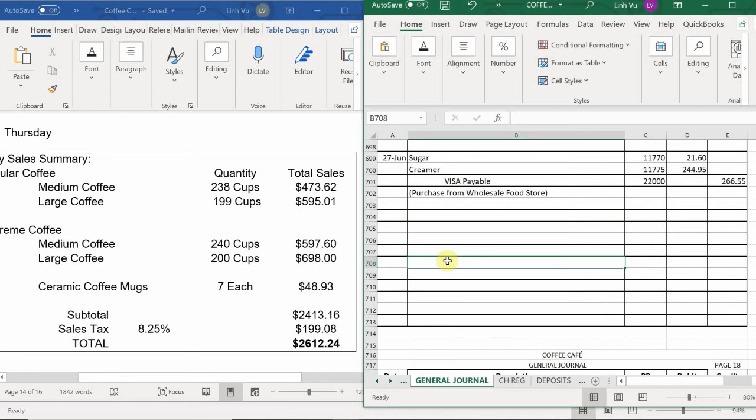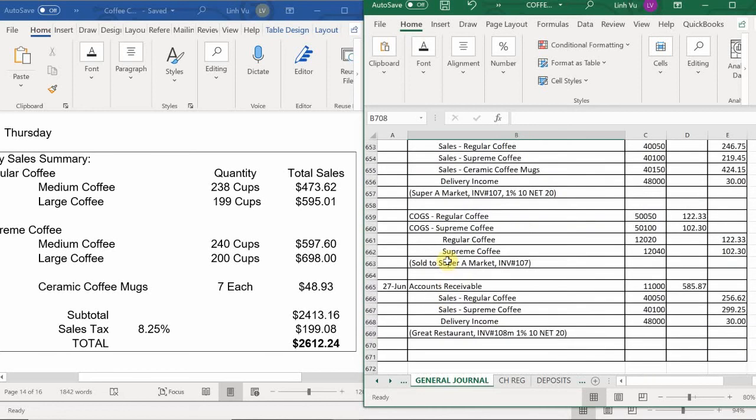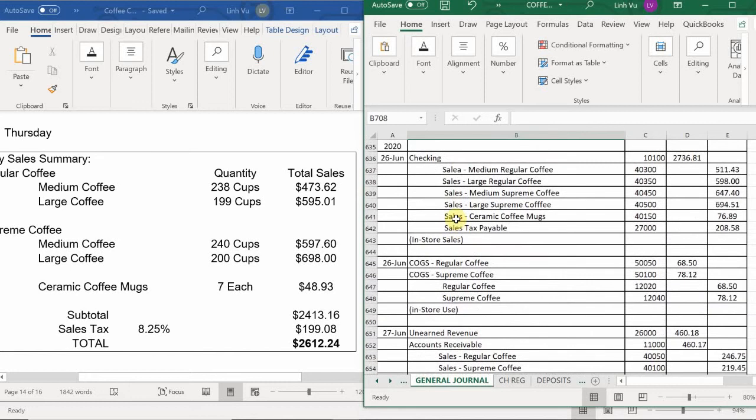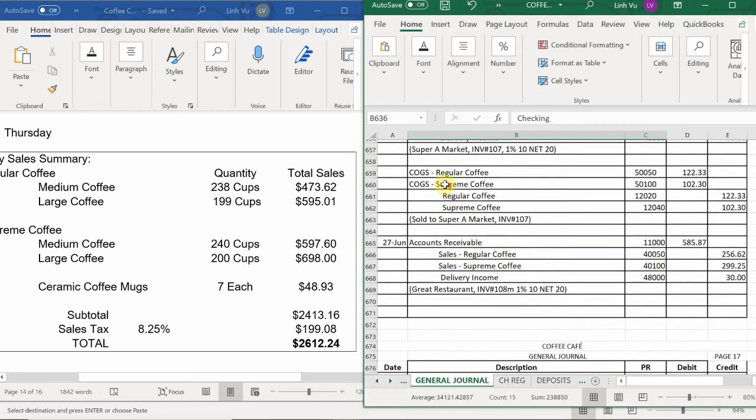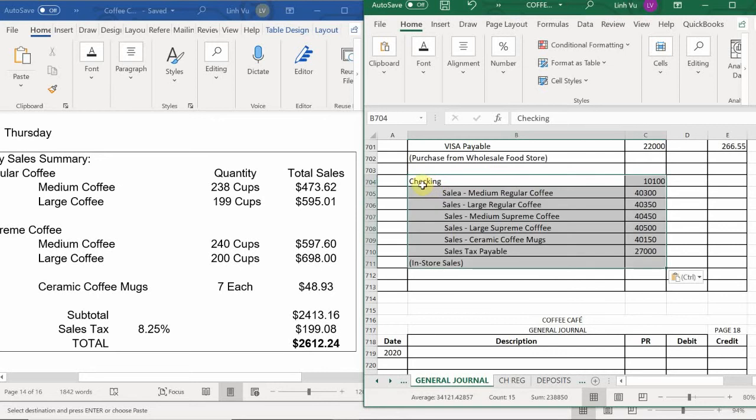So who wants to record the daily sales on the 27th? Okay, I guess I'll go. We are going to debit our checking for 26/12/24. I'm doing this as we go, so it might take me a little bit. That's okay. We've had plenty of time.